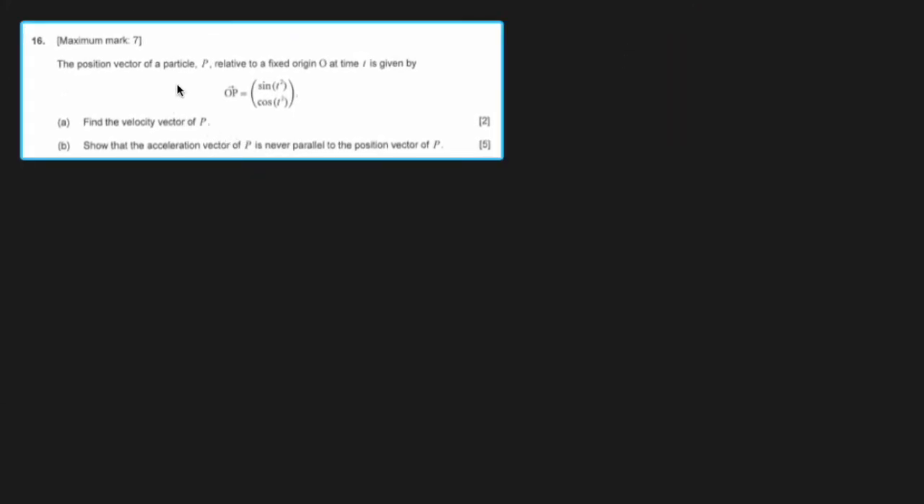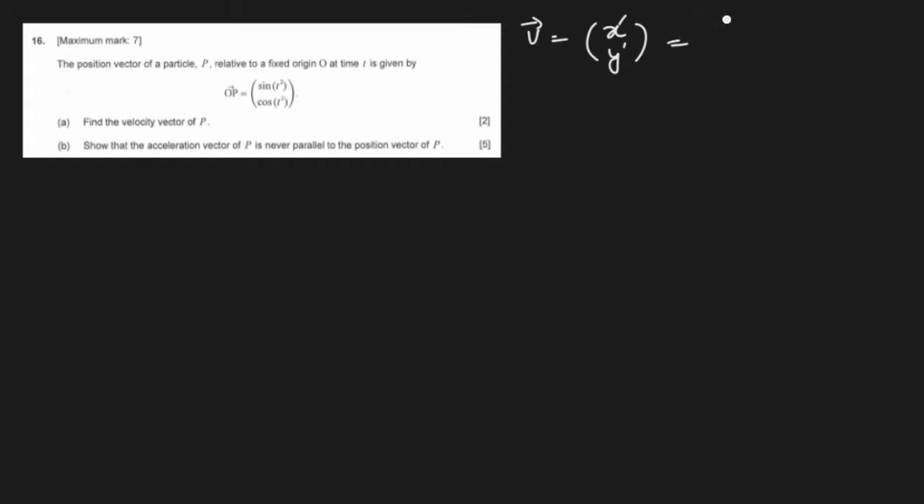The position vector of a particle relative to a fixed point O at time t is given by this. That means it's not in a straight line, it is moving here and there with time changing. Alright, find the velocity vector for P. So the velocity vector can be found by differentiating the x component and y component of the position vector, right?